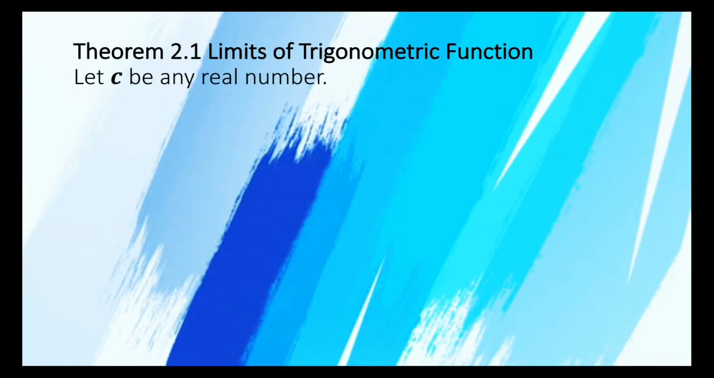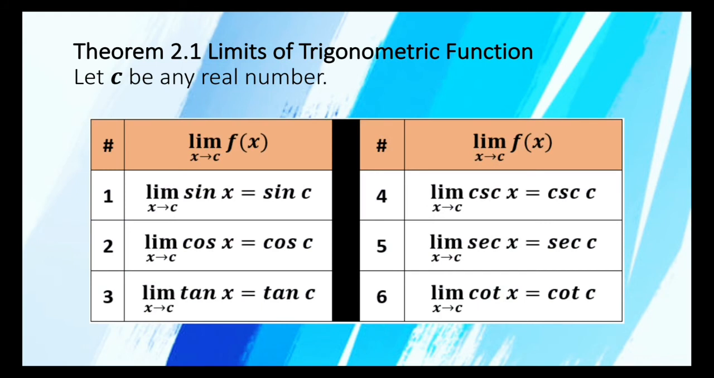Okay, so another limits are the limits of the trigonometric functions. So, let c be any real number. So, these are the 6 trigonometric functions and their limit. So, the limit of sine of x as x approaches c is equivalent to sine c. As you notice, the same na siya sa concept. You need to substitute lang c in all x. Okay, so sine x as x approaches c is equivalent to sine c. The same with cosine, tangent, and so on.